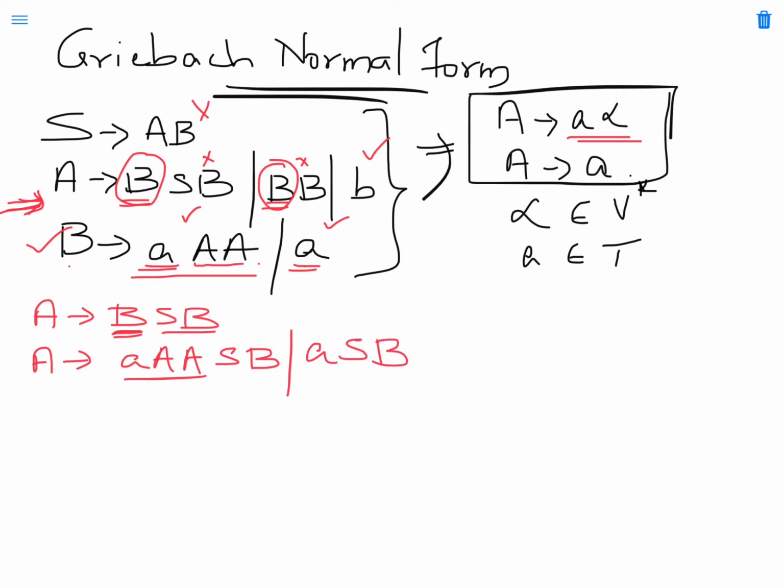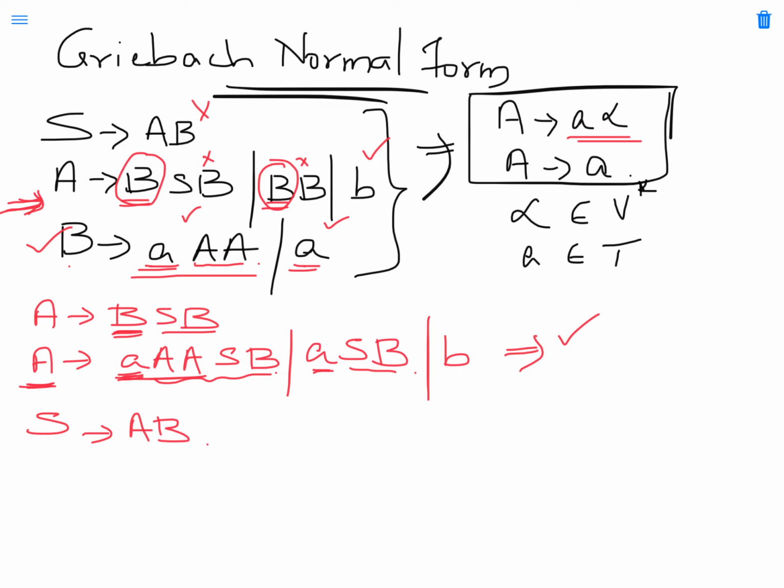So now you can see that the set of productions for the non-terminal A starts with a terminal followed by any number of non-terminals. And the question also has a production that is b. So now the set of productions for the non-terminal A is also in GNF. Now what is the remaining production that we have to change to GNF? That is S gives A B.